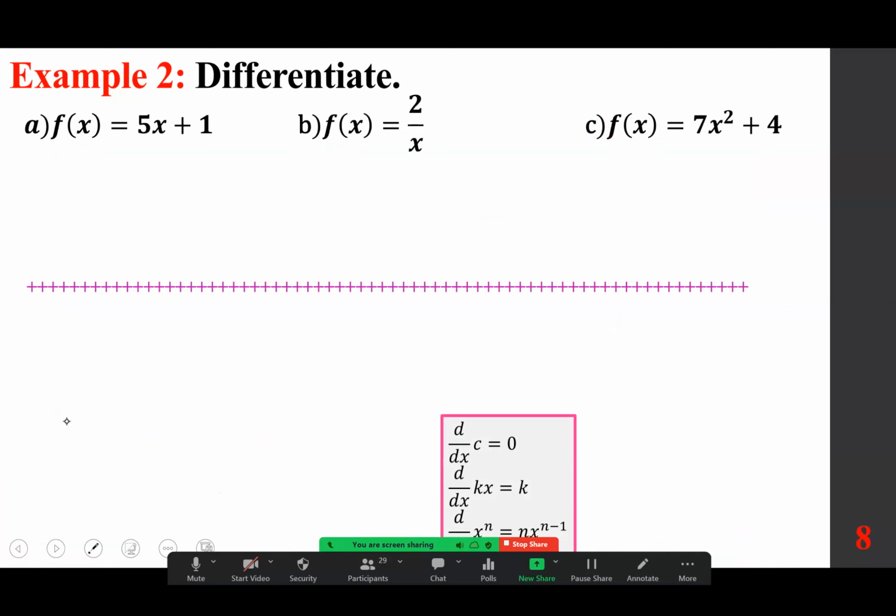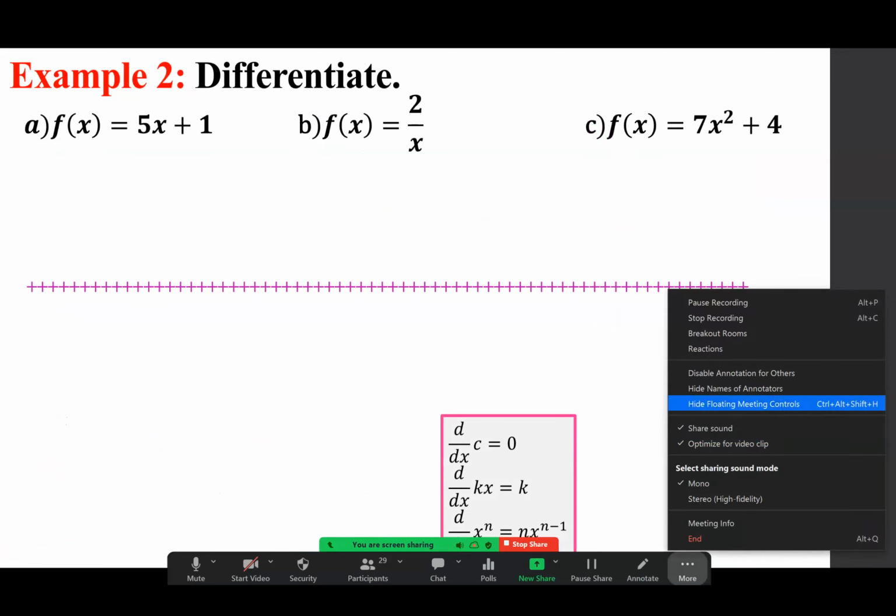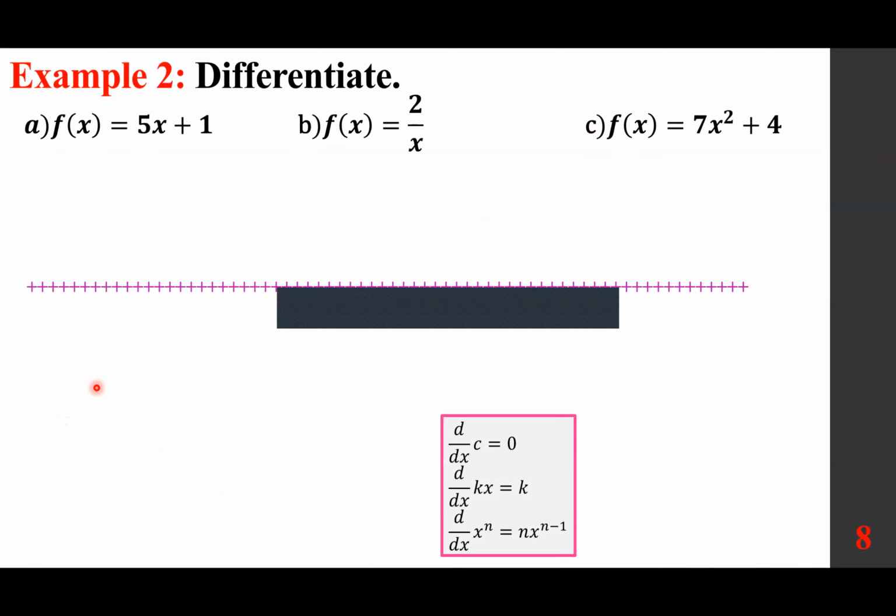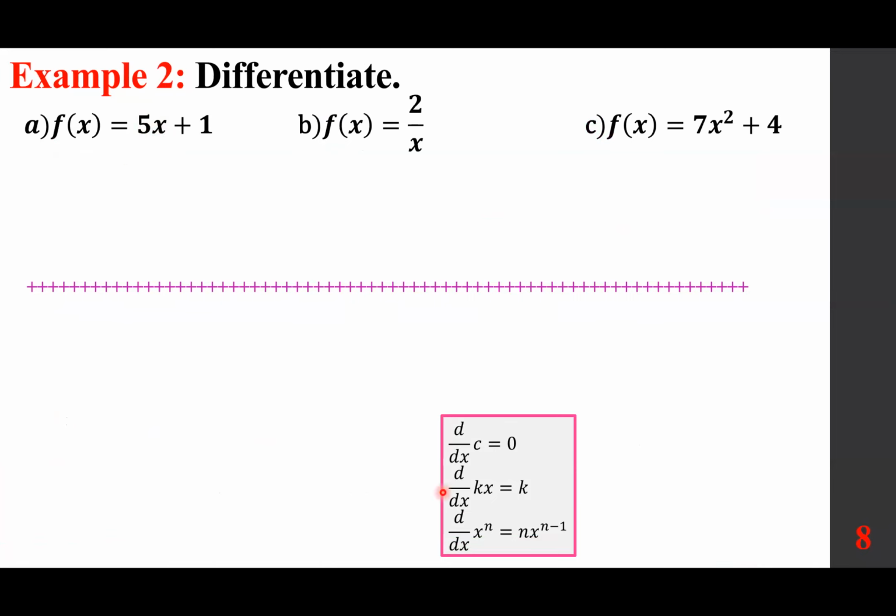All right, you may recall that we did this in a previous section. Very simple. According to this formula, this is 5, this is 0, so simply put, f prime of x is 5.